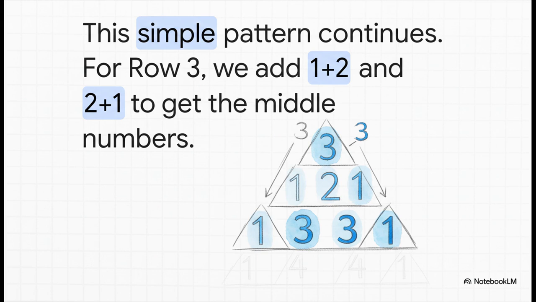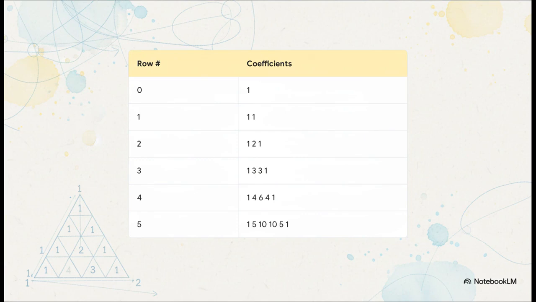For row 3, you add the 1 and 2 above it to get 3. Then you add the 2 and 1 to get another 3. The elegance is in its simplicity. You can just keep building it forever with that one little rule. Okay, so here's a more fleshed out version.